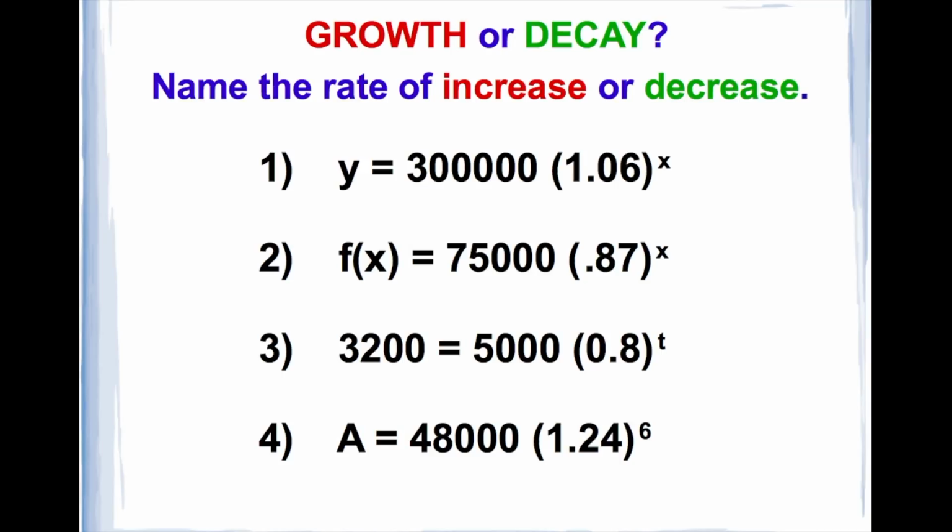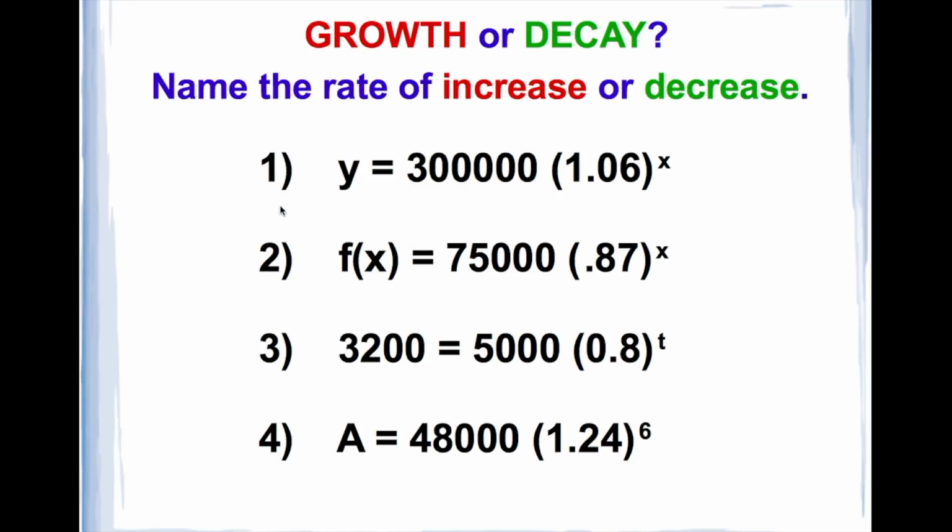Number 2, f of x equals 75,000 times quantity 0.87 raised to the x power. Third one, 3,200 equals 5,000 times quantity 0.8 raised to the t. And number 4, a equals 48,000 times quantity 1.24 raised to the 6th. The next slide can check your answers if you're not sure.